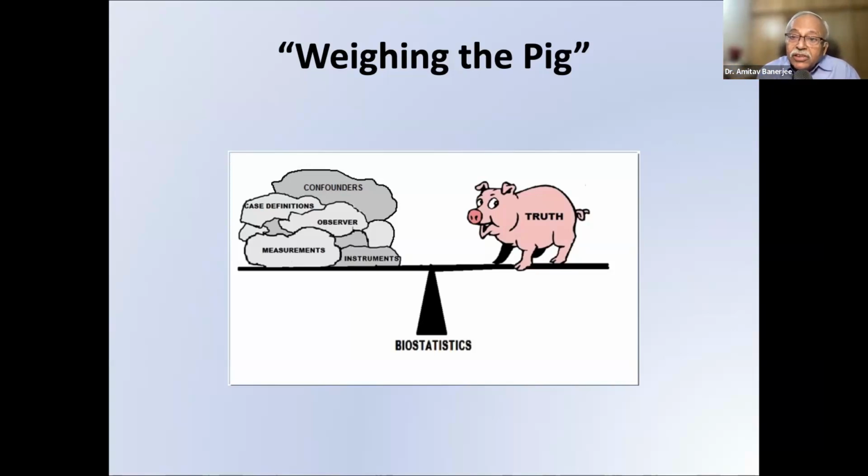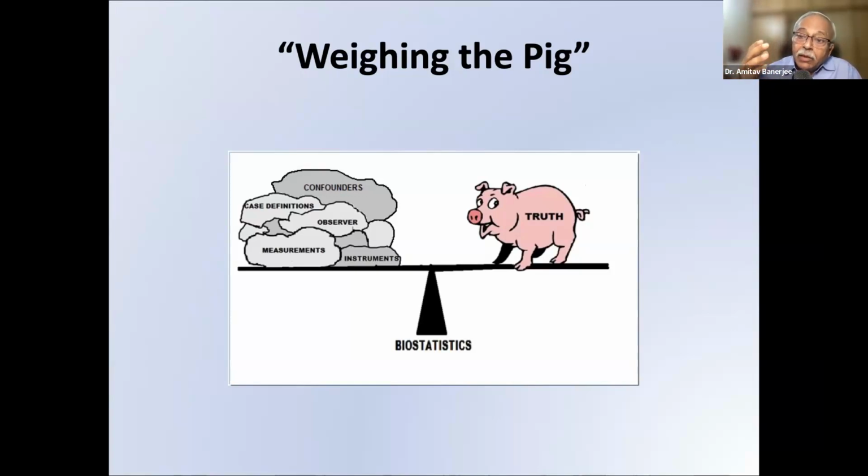You should look for the boulders. What are the confounders? What is the case definition? If the case definition has not been proper, what is the observer error? Instrument error, have they eliminated that? How did they do the measurements and how did they collect the data? That is the most important in methodology, because if those are imperfect, no amount of statistics can salvage the study.